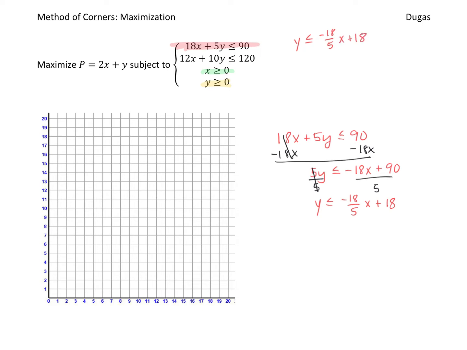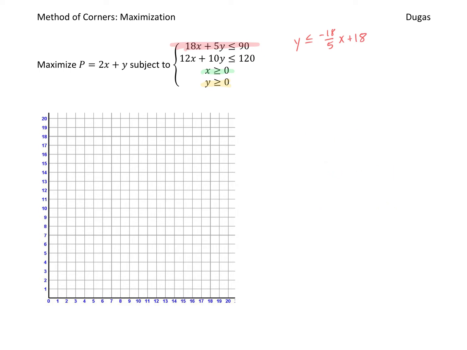Now I can go ahead and graph that one. 18 is our y-intercept, and our slope is negative 18 over 5, so I'm going to go down 18 over 5. So right there. Then we can connect those in a solid line because it's or equal to. And since it's y less than that, it will be in this direction: less than will be below that line.